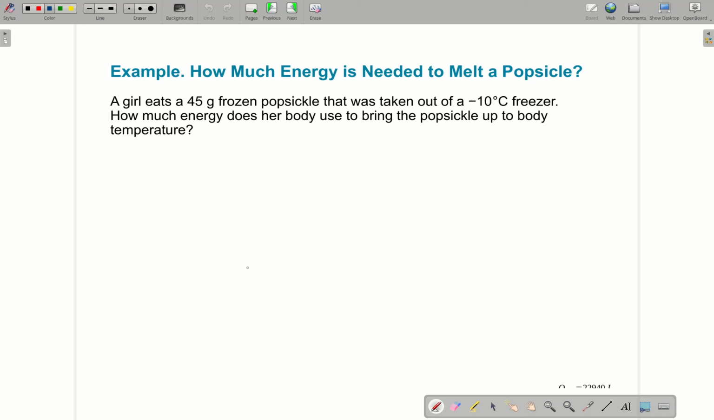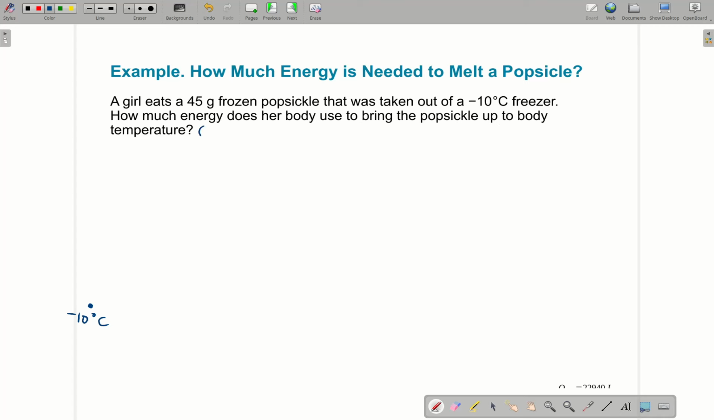Another example here to settle and understand the idea of melting and freezing and so on, what we should do, how we should calculate the total heat taken. This one is a very good example for that. A girl eats a 45-gram frozen popsicle that was taken out of a -10 centigrade degree freezer. So I have a popsicle at -10. We will pretend this is pure water, okay, simplified. A girl heats it up. How much energy does her body use to bring the popsicle up to her body temperature?